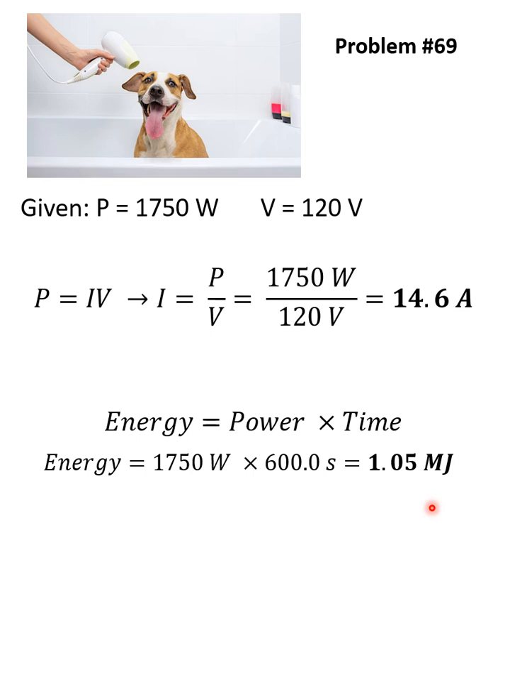Now, for part C, we're going to use that 1.05 megajoules every day. It says compute the monthly cost if the hairdryer runs for 10 minutes each day. And so we've already found the energy consumption for the day, and now we're going to multiply that by 30 to get the monthly cost.